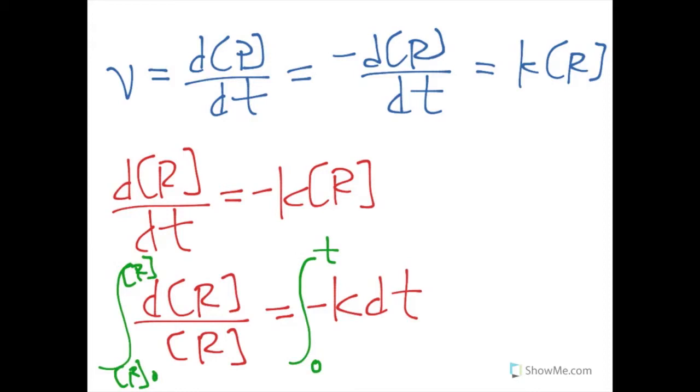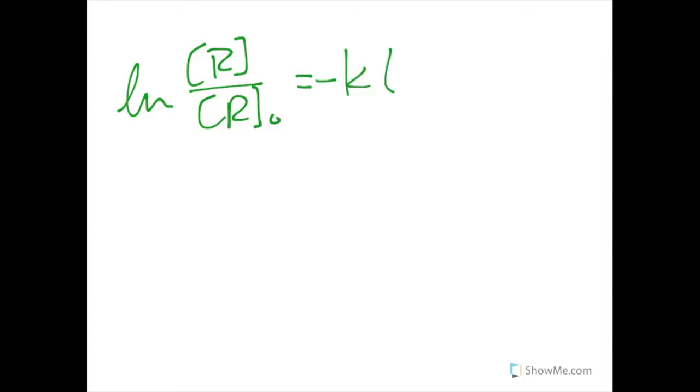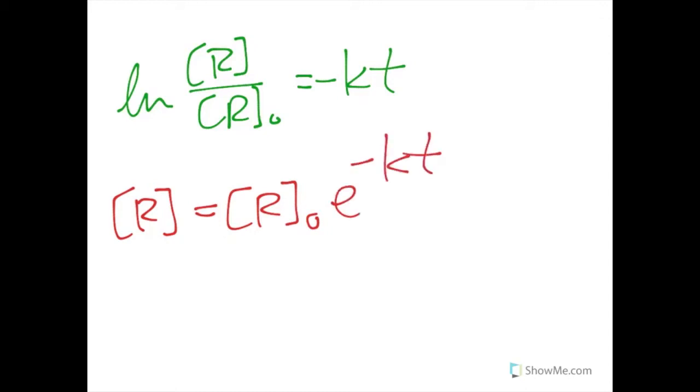Now these are both integrals that you should be very familiar with. The second one on the right is trivial, it's very easy. And the first one you will see again and again, so you need to remember it. So solving these integrals, we get the result that the natural log of R over R naught is minus kt. We can exponentiate both sides, multiply by R naught to get R is equal to R naught e to the minus kt.